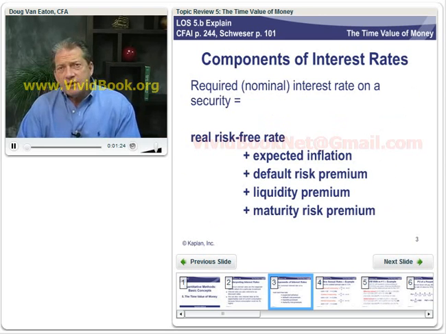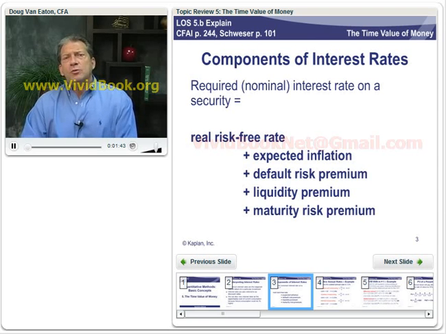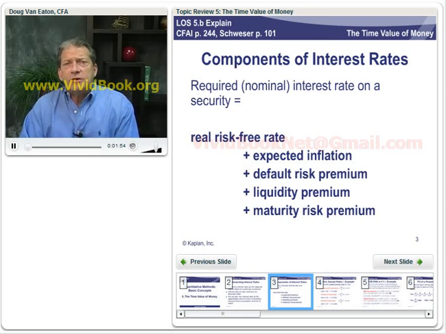Now, we use a build-up model to explain interest rates. And here we're explaining the required or nominal interest rate on a security. It's a build-up from the real risk-free rate. Whenever we see real, that means adjusted for inflation, or if there were no inflation. So the real risk-free rate is the increase in the amount of goods and services you could have at the end of the period in real terms. That's why I say goods and services.